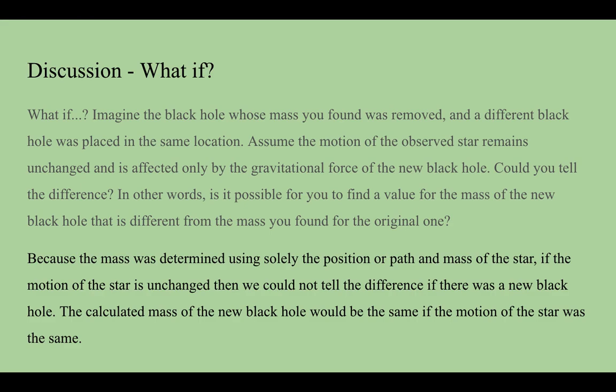And if the black hole that the mass was determined of was removed and a different black hole was placed in the same position, and the motion of the star remained the same, and we knew that it was only affected by the gravitational force of the black hole, we would not be able to tell the difference, or tell that there had been a replacement, because the mass was determined using solely the position or path and the mass of the star. So if those aren't changing, then we would not be able to calculate a different mass or be able to tell that a change had occurred.